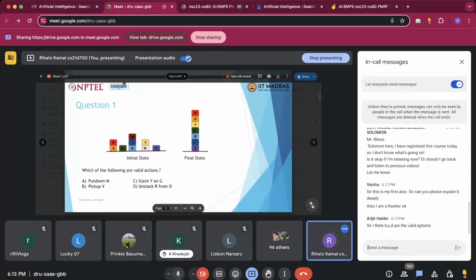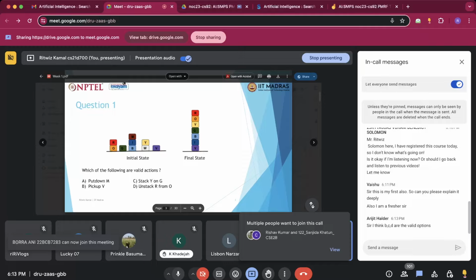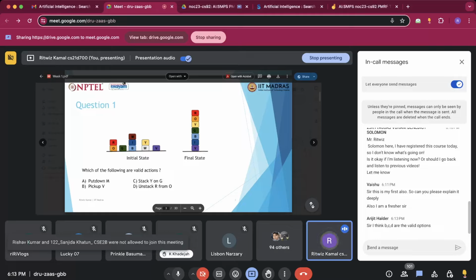Let's have a look. Okay, so option A is put down M. Now this cannot be a valid action, right? Because in order for the robot to put down M, it should have M in its hand first, right? But here we see that in the initial state, M is already on top of another box called I, right? So A cannot be a valid option.